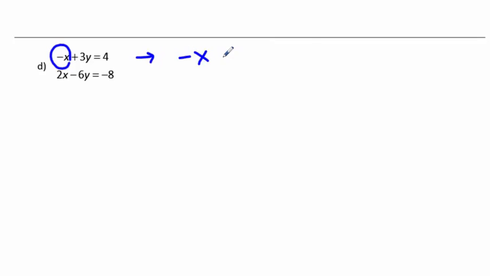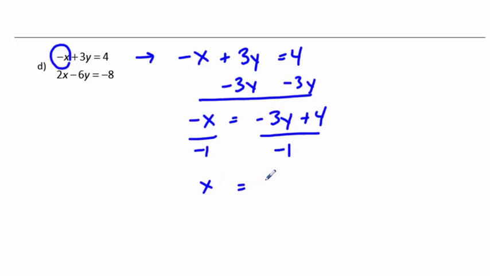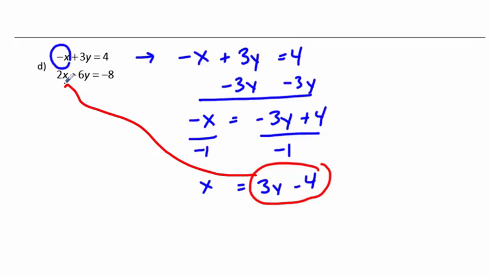Alright, so in this equation, I'm going to start by subtracting the 3y from both sides. That gives me negative x equals negative 3y plus 4. And then divide everything by negative 1 to get x by itself. So x equals, 2 negatives make positive 3y, and a negative and a positive make negative 4. We're going to take what x is equal to and plug it into the other equation for x and solve.